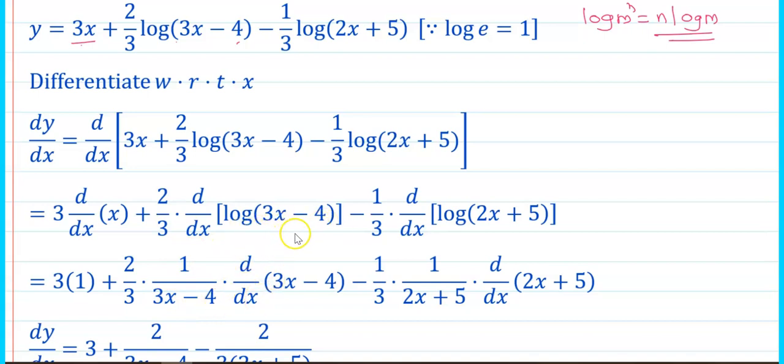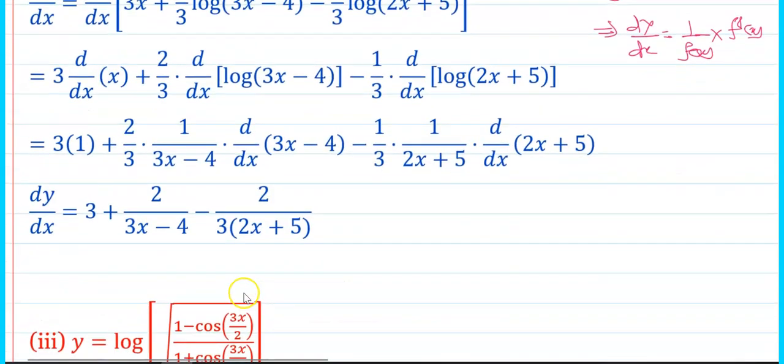Log of f of x means what? I will write one more step here. If y is equal to log of f of x, then dy by dx is equal to 1 upon f of x into the derivative of f of x, which is f dash of x. Similarly here, d/dx of log of 3x minus 4 is 1 upon 3x minus 4 into d/dx of 3x minus 4. Again 1 by 3, d/dx of log of 2x plus 5 is 1 upon 2x plus 5 into d/dx of 2x plus 5.